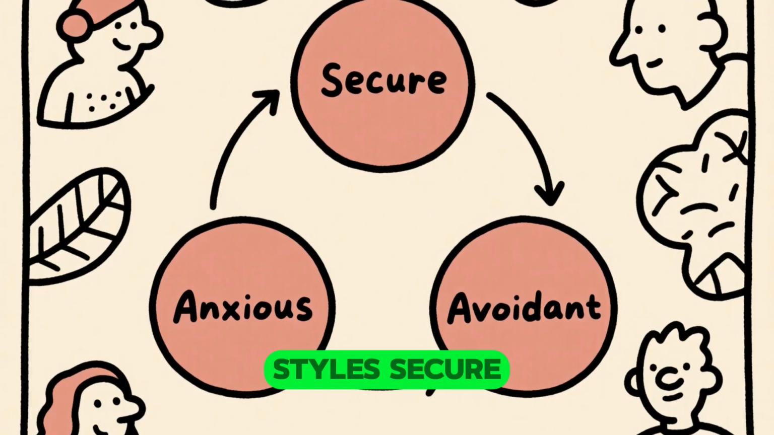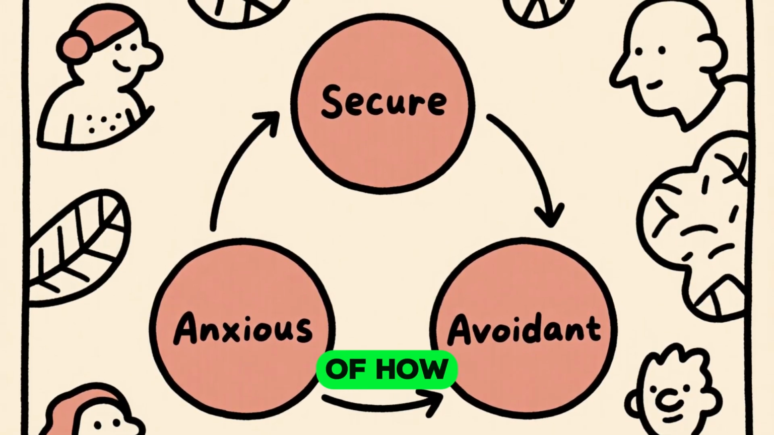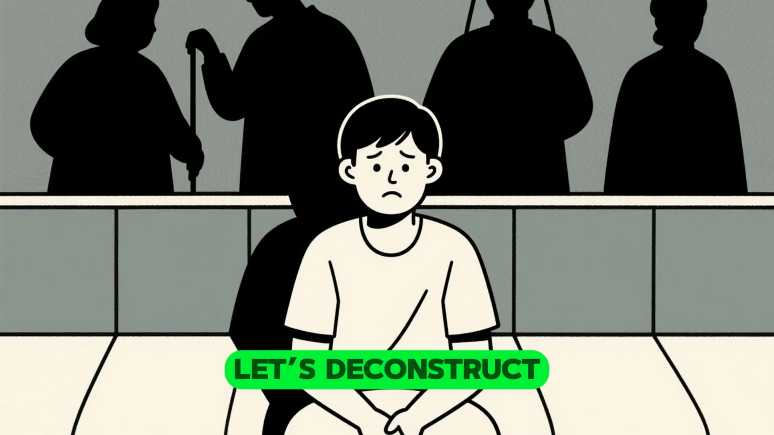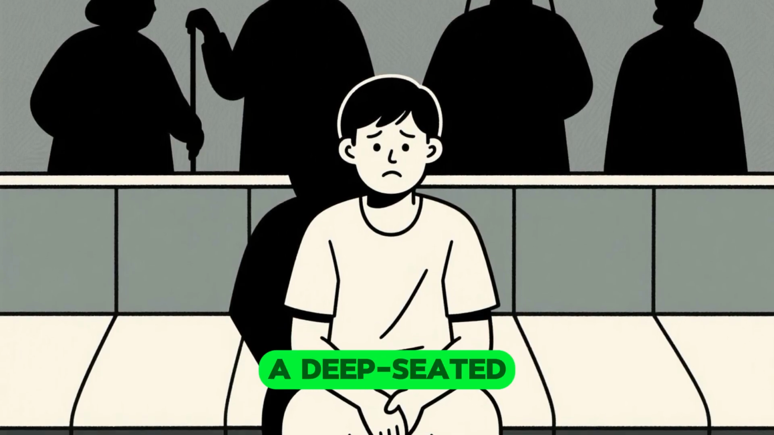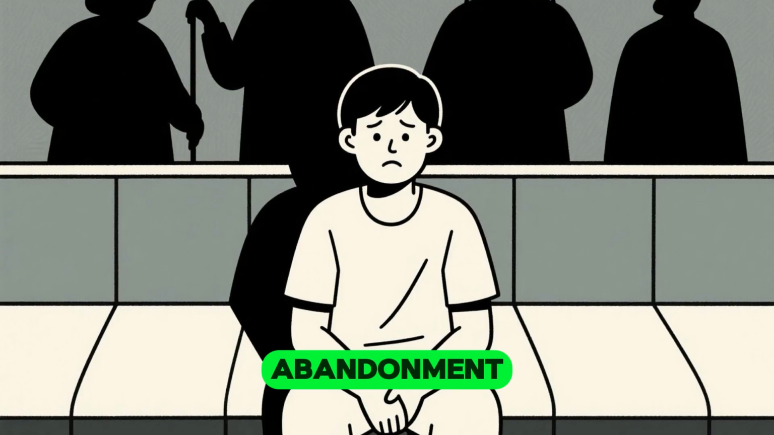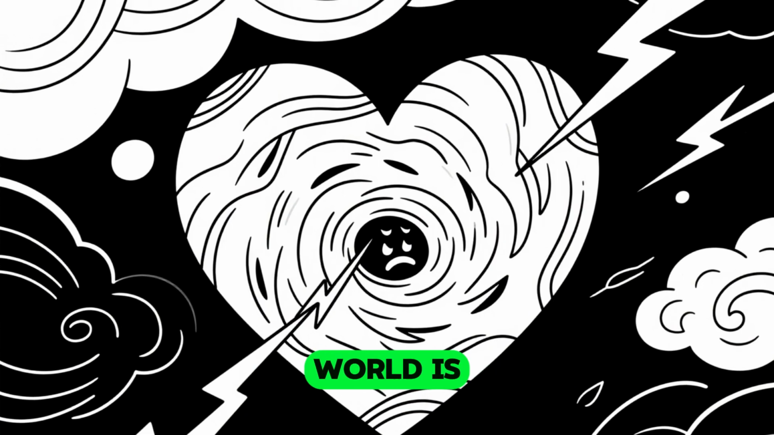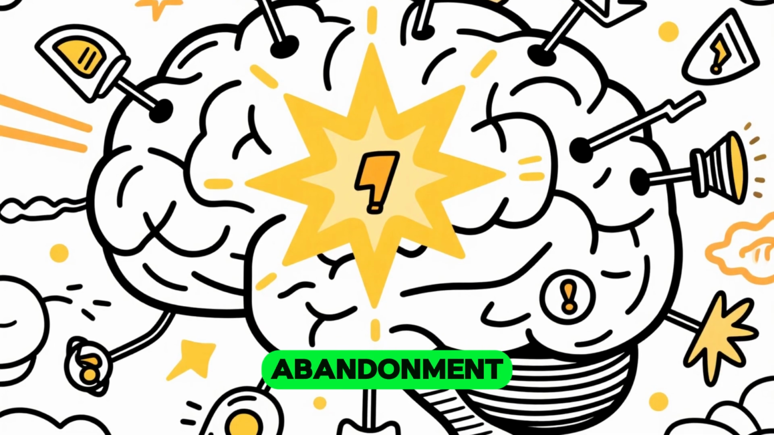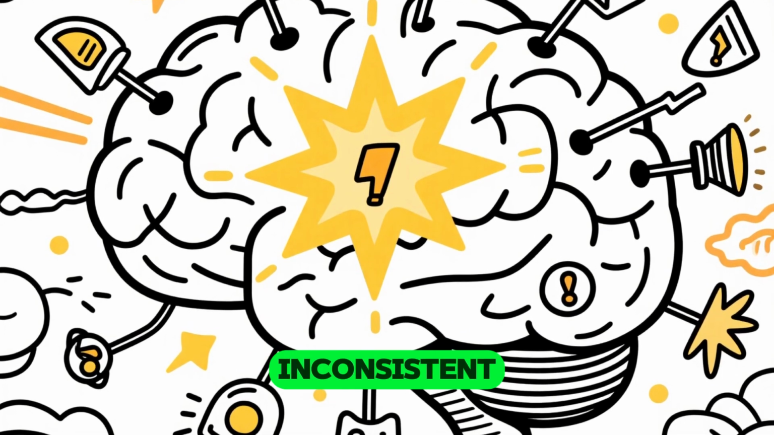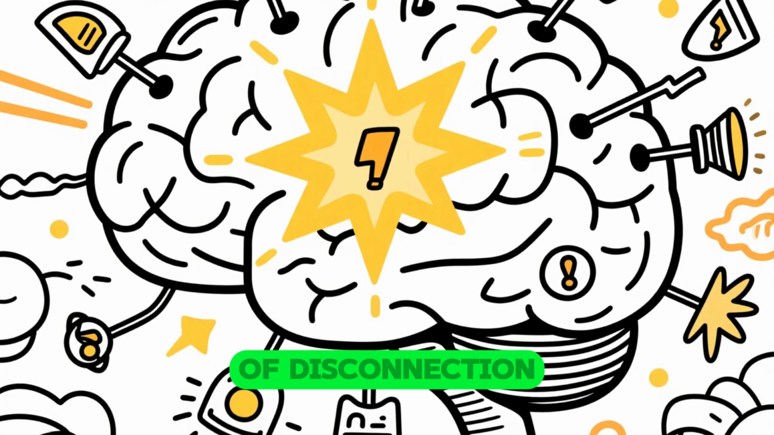These three styles, secure, anxious, and avoidant, form the foundation of how we connect. Let's deconstruct the insecure styles first, starting with the one defined by a deep-seated fear of abandonment. If you have an anxious attachment style, your internal world is often a turbulent place. Your core fear is abandonment. Because your caregiver was inconsistent, your nervous system is wired to be on high alert for any sign of disconnection.